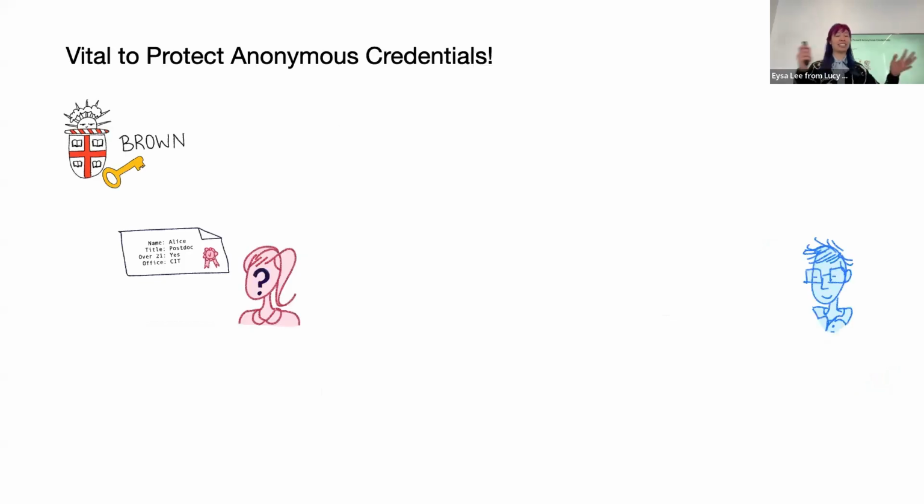So you can imagine that it's very important to protect anonymous credentials because we want to use them in actual real applications. And so if we consider our scenario from before, what if somebody gets a hold of your key, what if someone gets a hold of your secret?